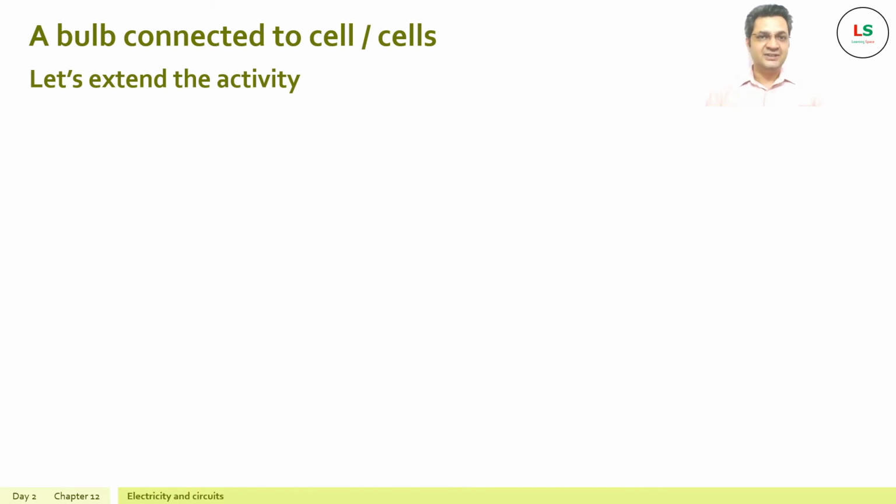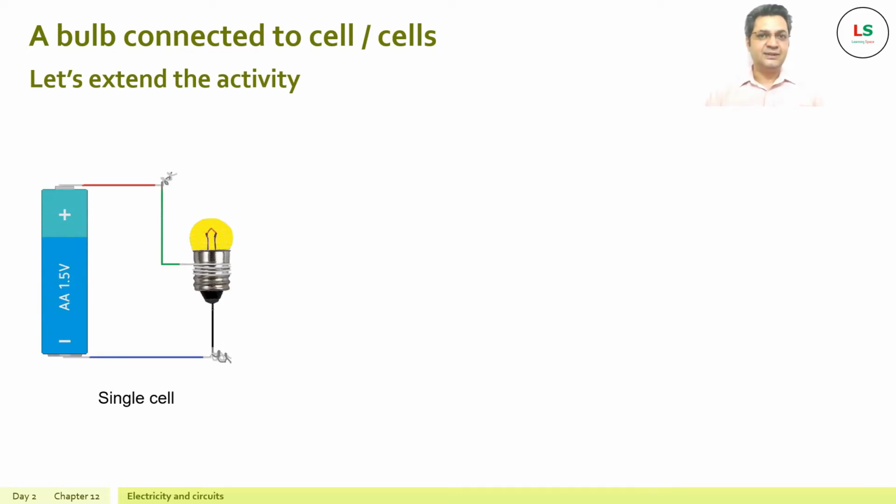A bulb connected to cell or cells. Let's extend the activity which we were doing in part 1. There we had a single cell connected to a bulb. But what happens when we have two cells connected one after the another? That means in series. And what happens when we have cells in parallel? Let's see both of the cases and also try to analyze the brightness of the bulb, whether it goes up or whether it remains the same as a single cell.